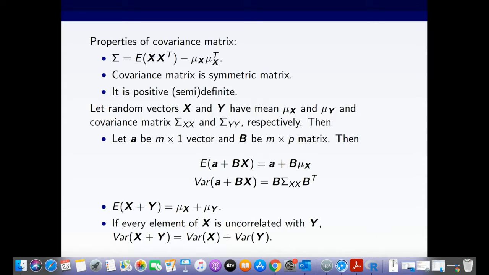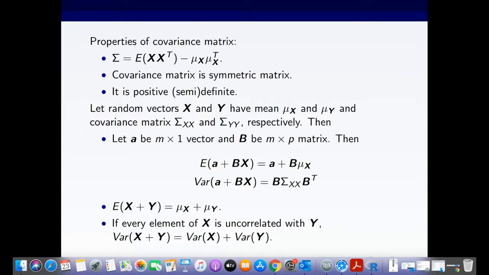Because it requires every element of x to be uncorrelated with y. Any questions? Doctor, yes? I have a question about the variance of the sum x plus y.